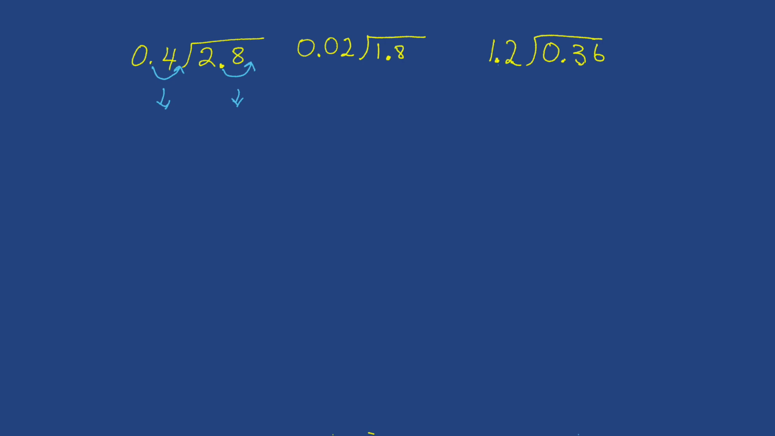All right, so then that becomes 4, the divisor becomes 4, and this becomes 28. All right, let's go over to the next example.